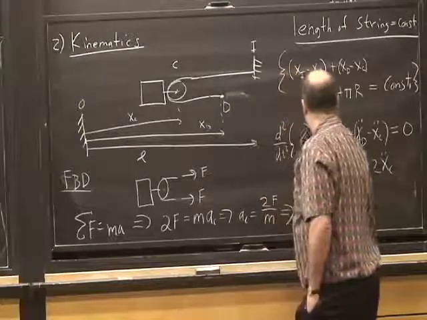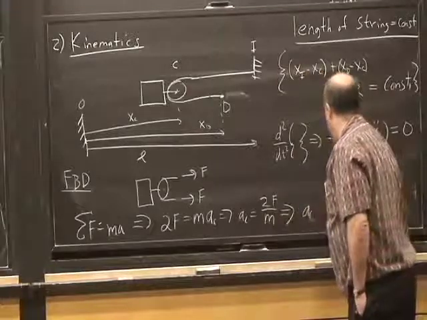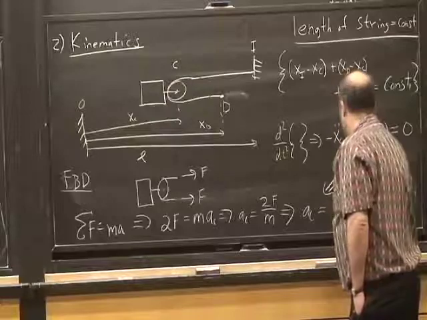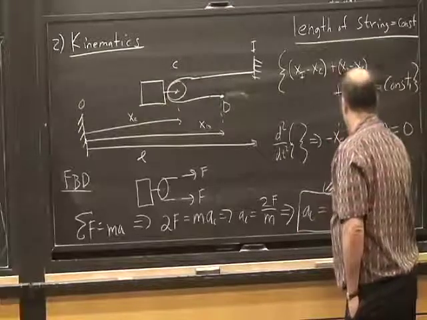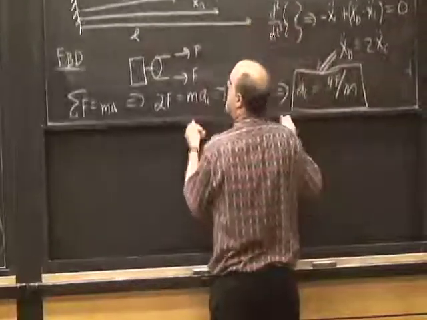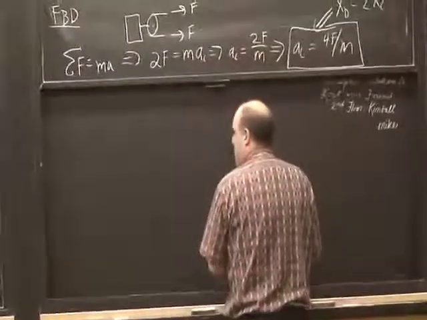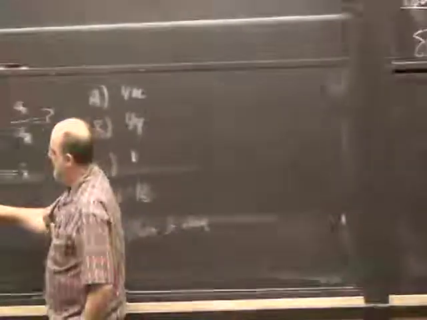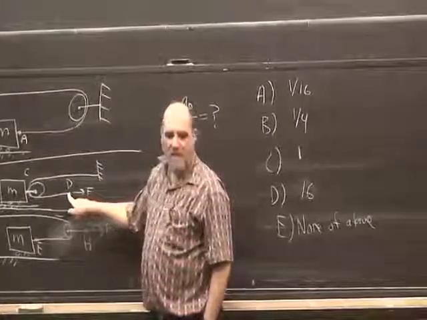And that then tells us that the acceleration of point D, if we put this together with it, is equal to 4F over m. So for this problem, the acceleration of this point is 4F over m.